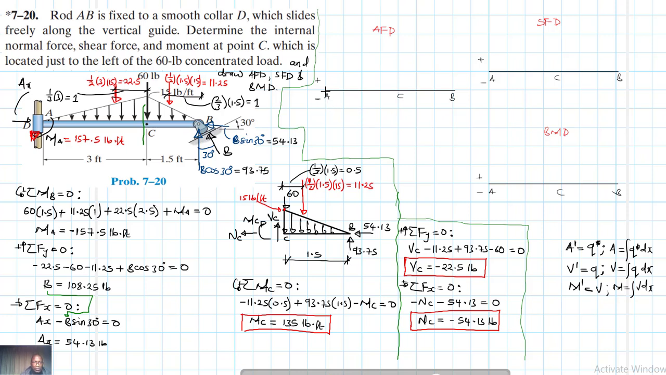So let's start plotting. We have at A, what did we find our A is? Our A is 54.13, and that's a negative. So we'll say our negative will go down like this.